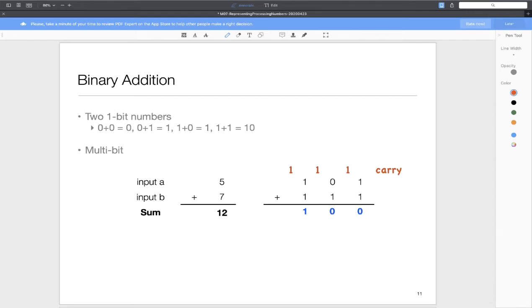So conceptually straightforward. It's exactly analogous to what we learned in base 10, right? So now the question is, let's say I ask you to add 2 n-bit numbers. How many bits do I need for the sum?